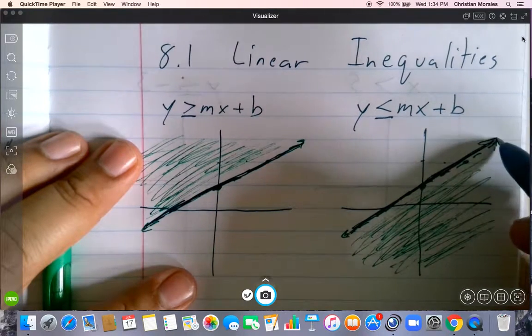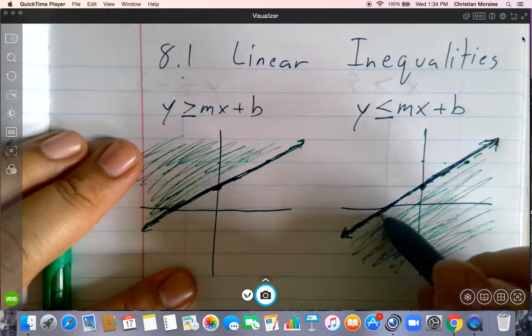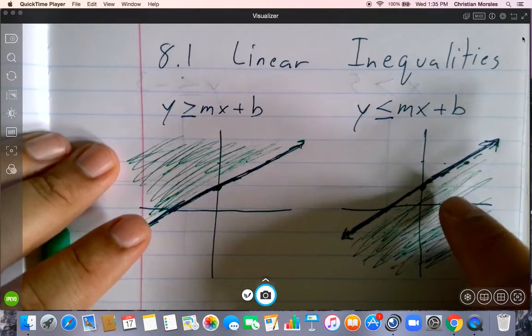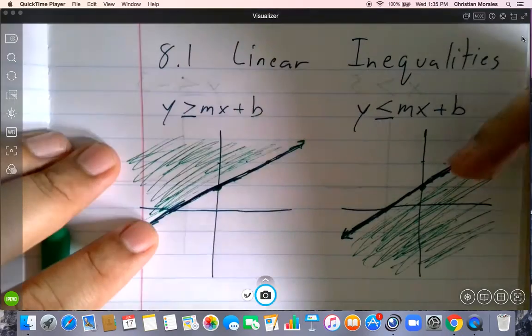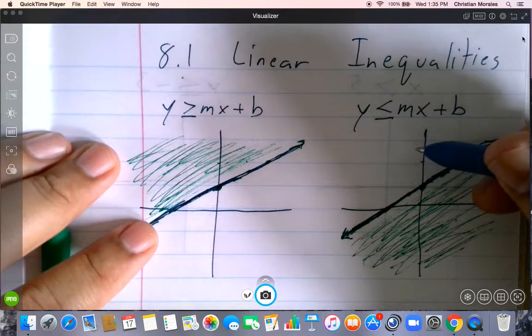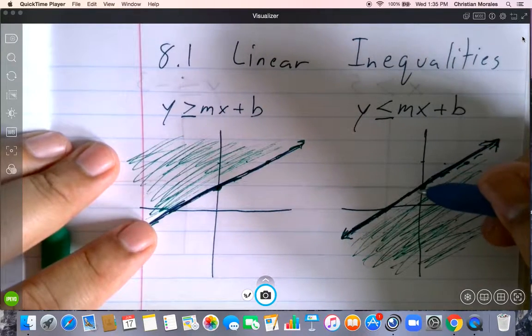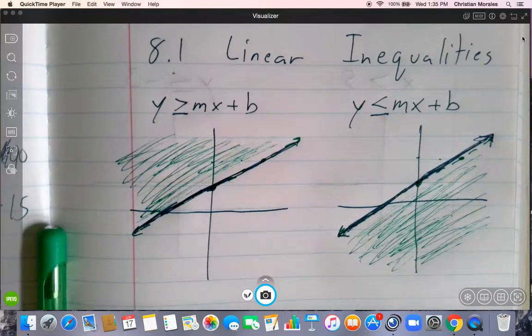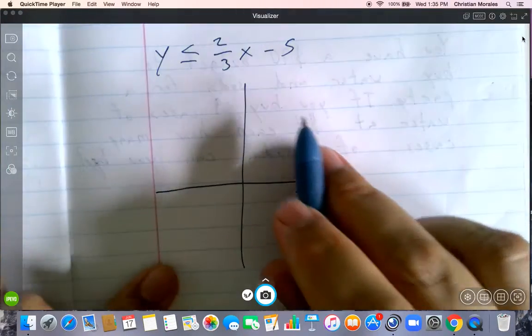So you have a regular line and you still shade either above or below it, but now your line is a regular line, which means your answers stop at the line. At the line, you can have an answer on the line, but nothing past the line. Before, it had to be on the other side, okay? So those are inequalities.